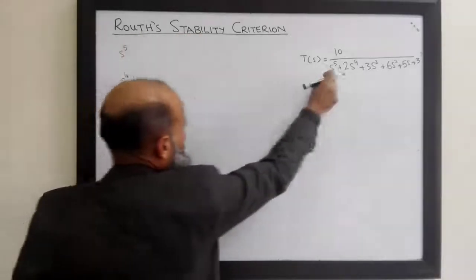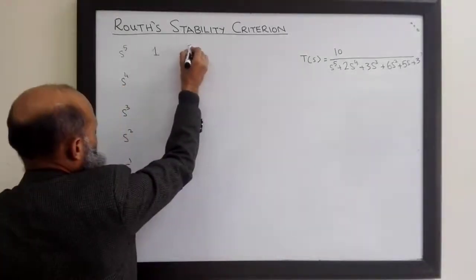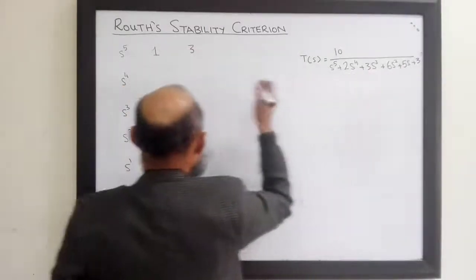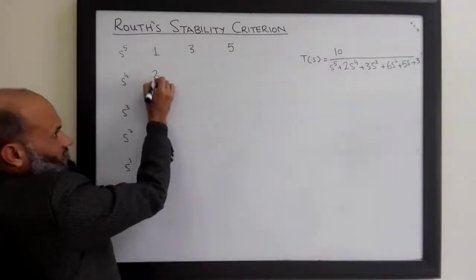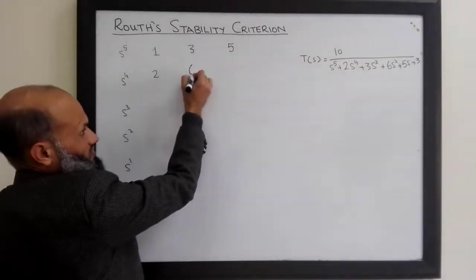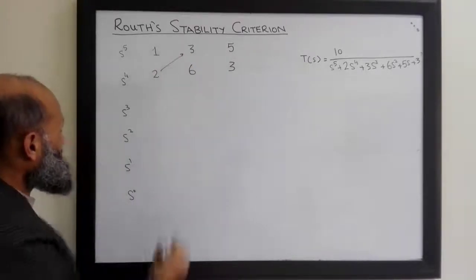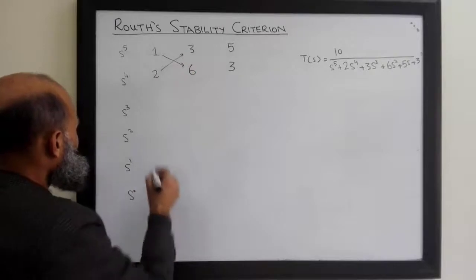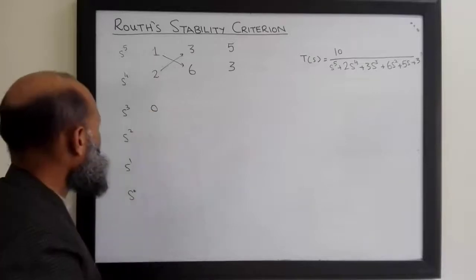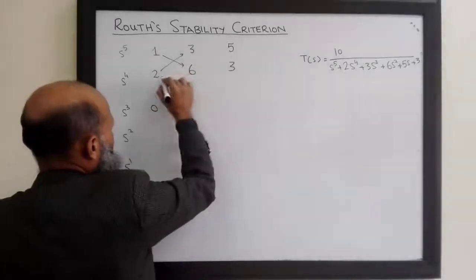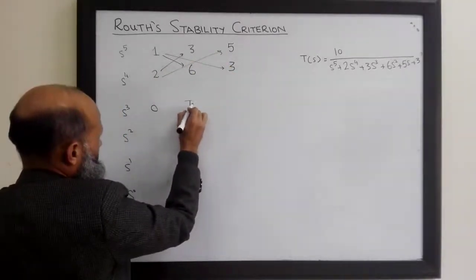In the first row, we start with the first coefficient 1, skip the next one, write the next coefficient, skip this one, and write the next one. In the second row, we write the remaining coefficients, that is 2, 6, and 3. This entry is this multiplied by this minus this multiplied by this. So 2 3s are 6 minus 6 is 0, 0 divided by 2 is 0. And here we have 2 multiplied by 5 minus 10 minus 3 is 7, 7 by 2.